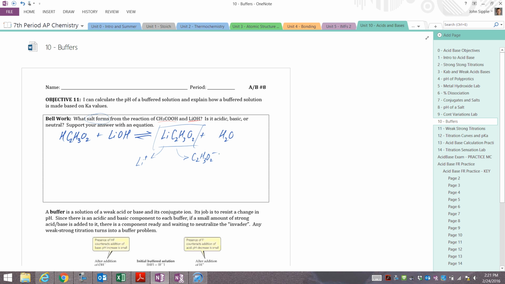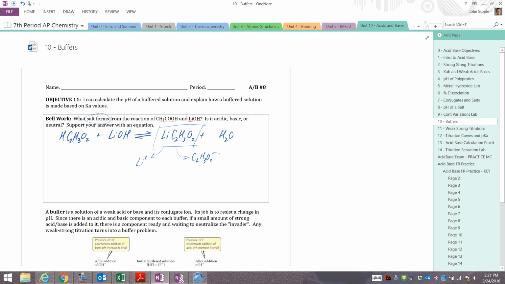So is lithium, do we want to draw that one? No, because it's in group 1. It would form a group 1 hydroxide, and we know group 1 hydroxides are strong. So that's no good.